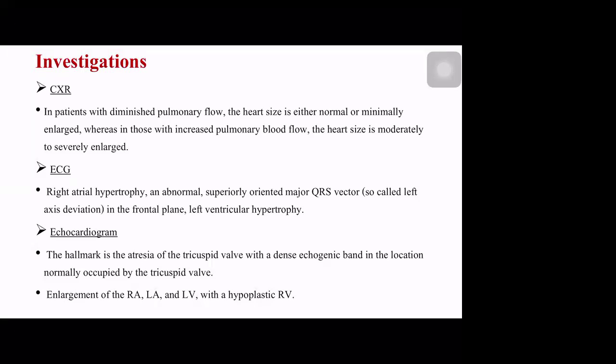The hallmark of tricuspid atresia is the atresia of the tricuspid valve with a dense echogenic band in the location which is normally occupied by the tricuspid valve. There could be presence of enlarged right atrium, left atrium, and left ventricle, along with hypoplastic right ventricle.